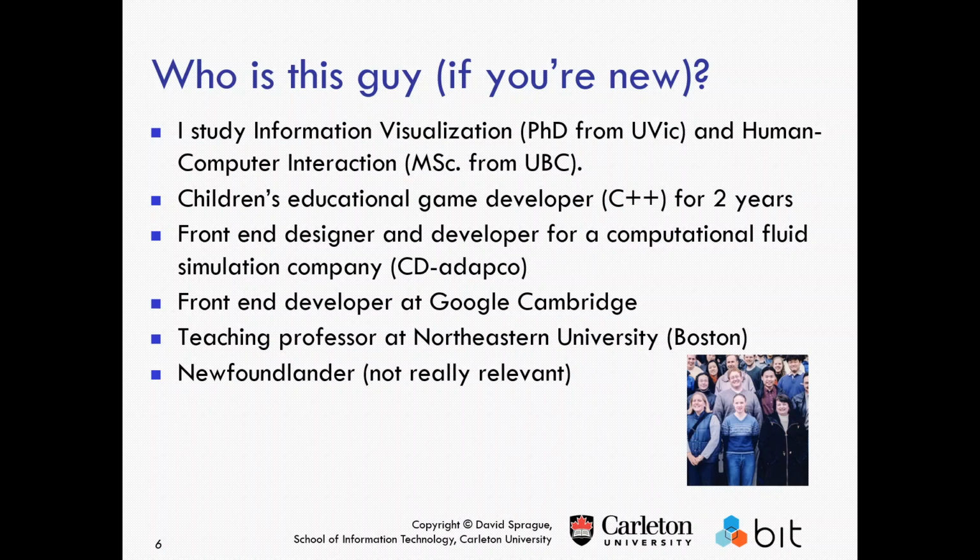So, in case you didn't know, here I am at the bottom for my Queen's 2001 photo. Not the best photo of me. I'm also looking rather rotund. So, in case you don't know who I am, I have a PhD from the University of Victoria, and I got my master's degree at UBC. I was a kids educational game developer for 2 years before I did my master's and my PhD. That's after graduating with my undergraduate degree and moving to Montreal.